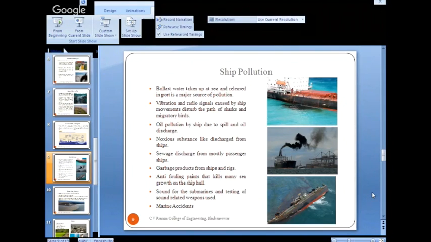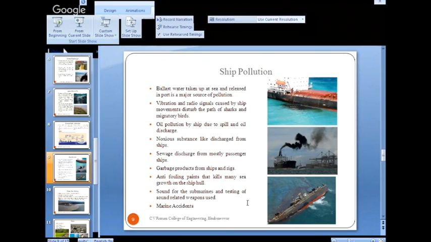Again, different types of radio signals and vibrations due to the movement of ships also disturb the path of different types of mammals present inside the oceans. In warships, they use ultrasonic waves to track enemy submarines. These ultrasonic waves create a lot of problems for the mammals, because they generally use vibration to guide themselves to different places inside the ocean.